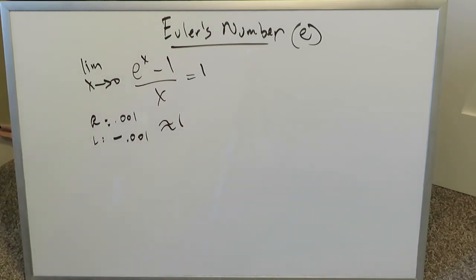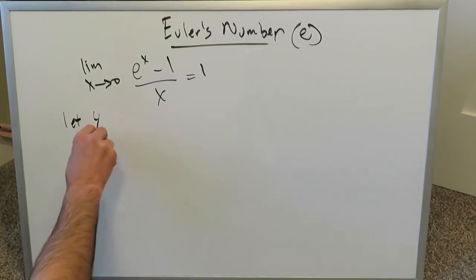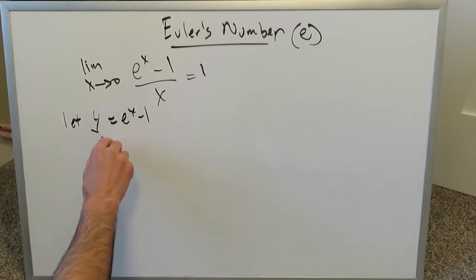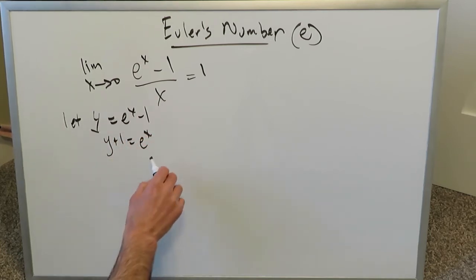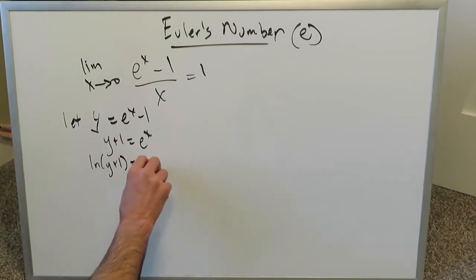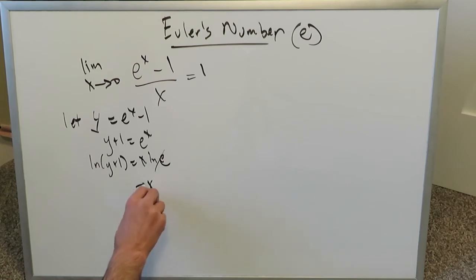But I want to show you this in another way, perhaps a more interesting way. This interesting way arises in the following way. If you say let y equal e to the x minus 1, and you take this 1 on the other side, you have y plus 1 is equal to e to the x. You solve for x here. ln of y plus 1 is equal to x ln e, which is equal to 1. Therefore x is equal to ln of y plus 1.